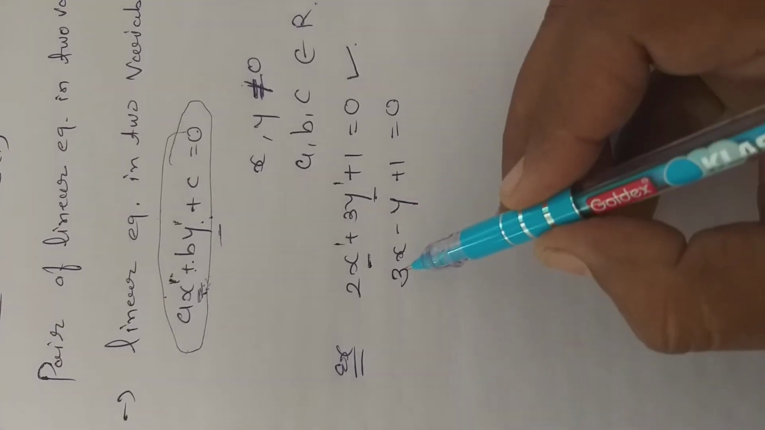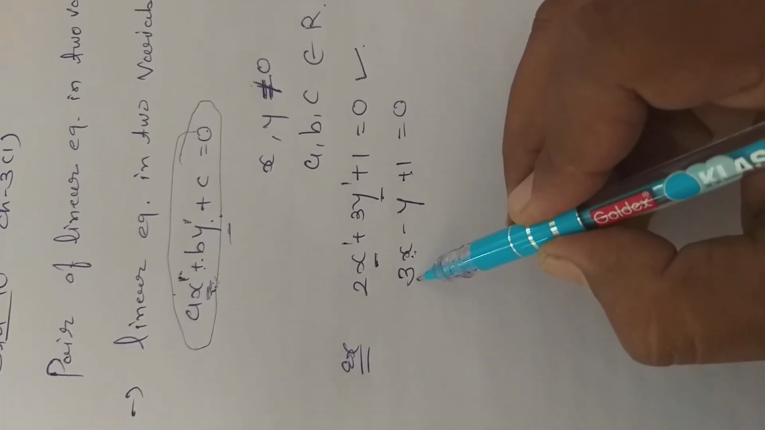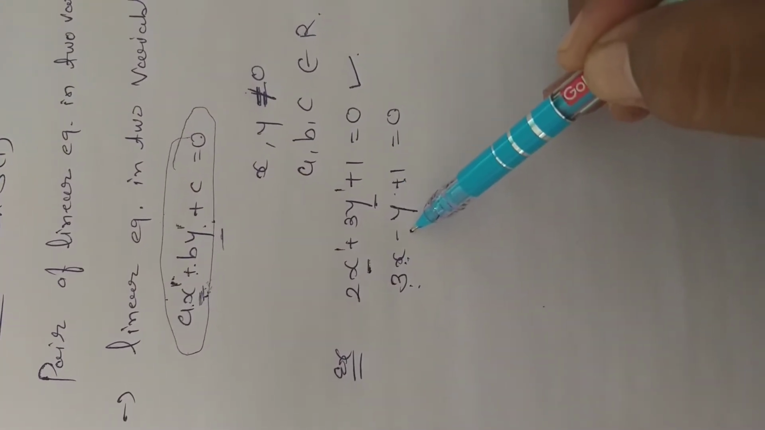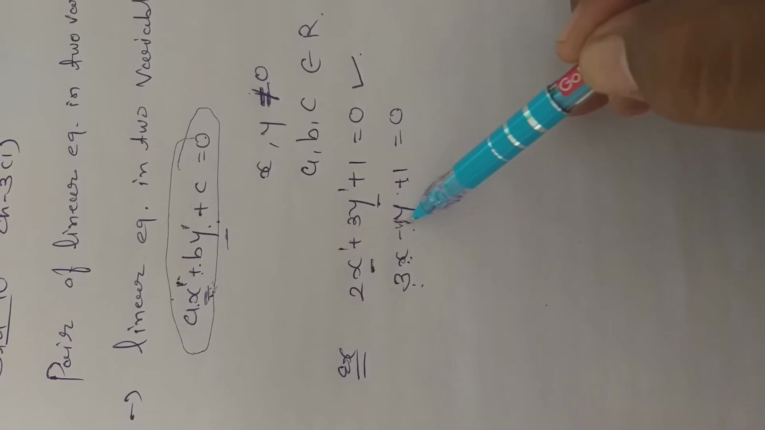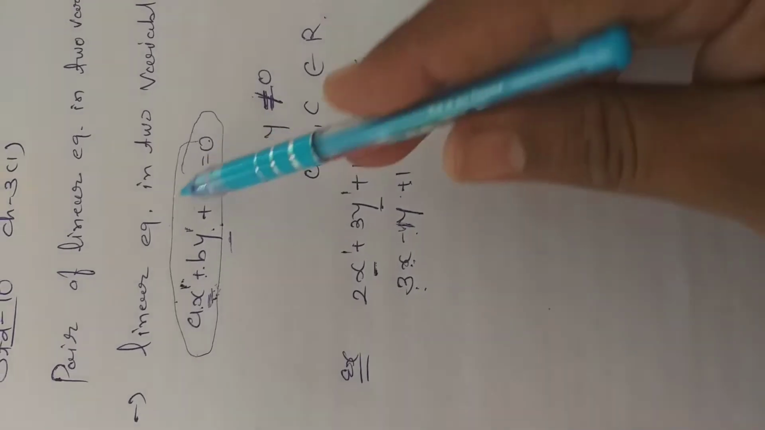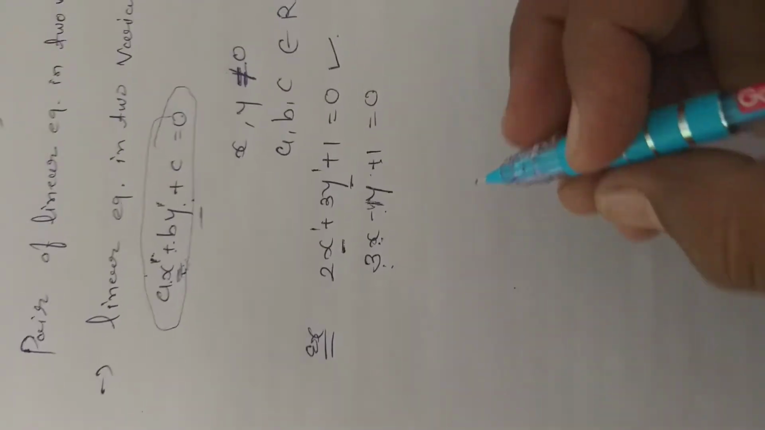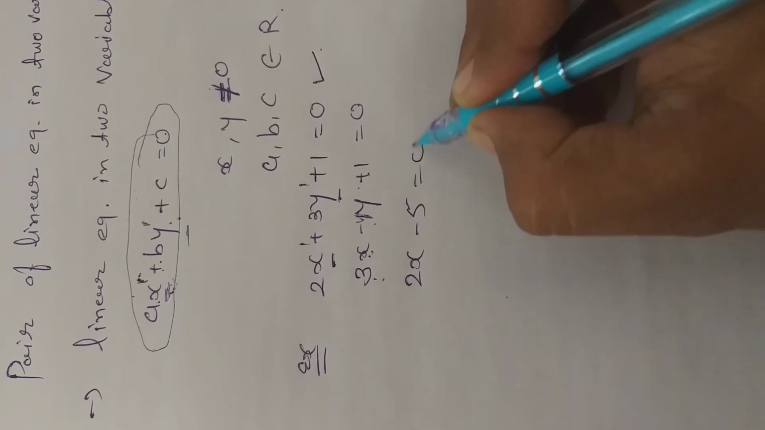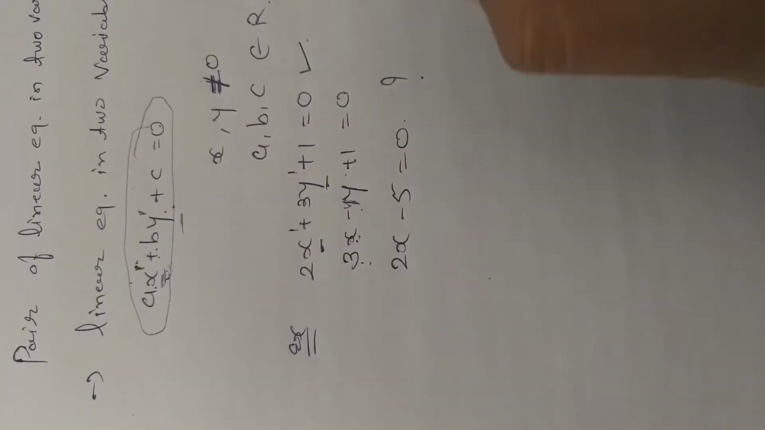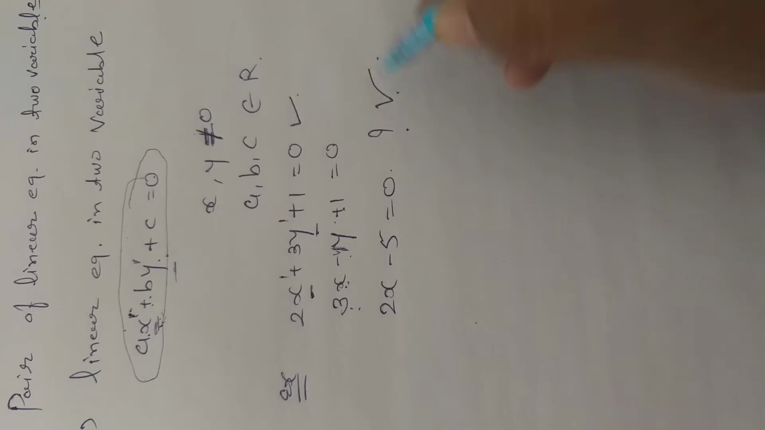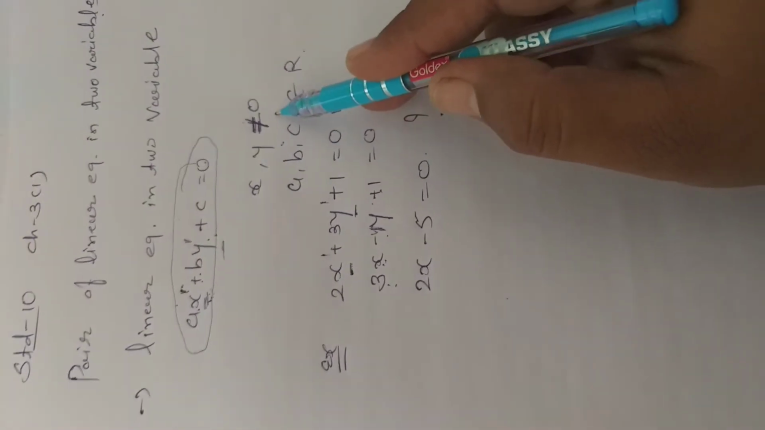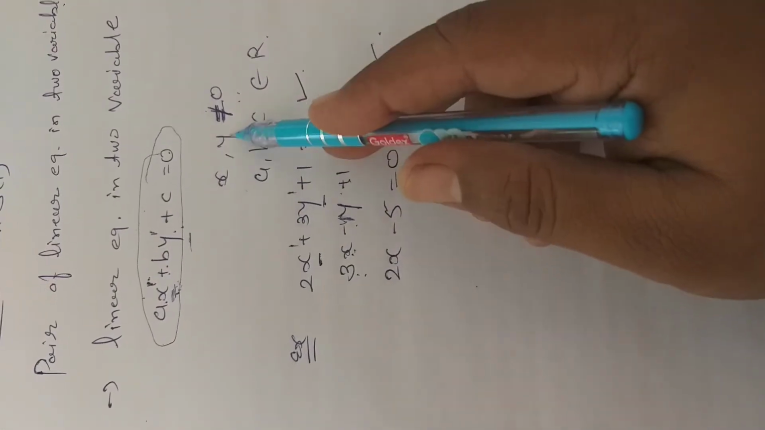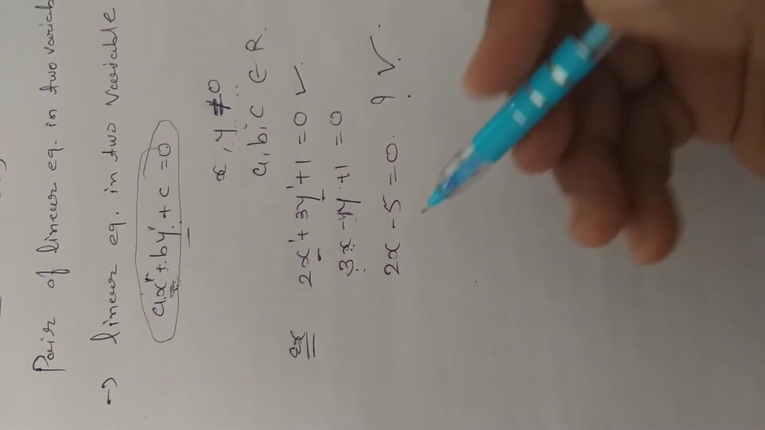Here also x and y are two variables, coefficient of x, which is a, is equal to 3, coefficient of y, which is b, is equal to minus 1. If there is nothing, there is 1 always, as we know. And constant term c is equal to 0. Can I say that 2x minus 5 is equal to 0 is a linear equation in two variable? Then remember, it is a linear equation in two variable. Why? Because the condition is x and y both cannot equal 0 at same time, but any one of x and y can equal 0.